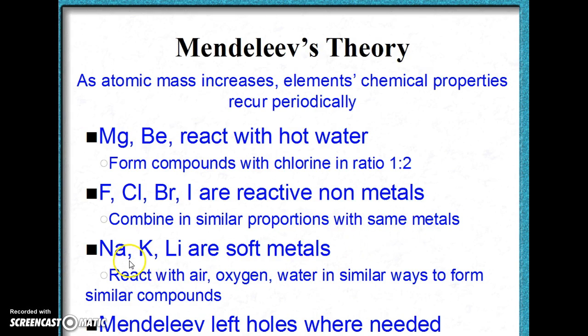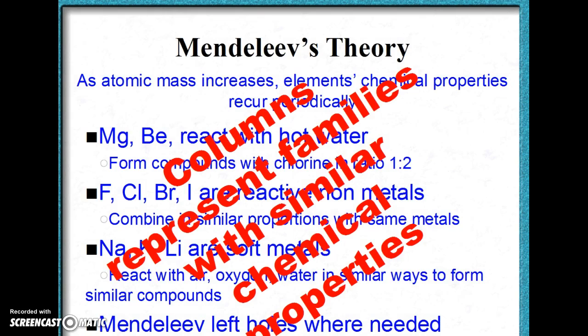On the other side of the table, sodium, potassium, and lithium are all soft metals that react with air, oxygen, and water similarly, and they form compounds like NaCl, KCl, LiCl. The thing that made Mendeleev's table most exciting to chemists is that he left gaps where he thought elements were yet to be discovered, that there was nothing in that atomic mass range that had properties similar to the elements above and below it. Columns of the periodic table represent families with similar chemical properties.